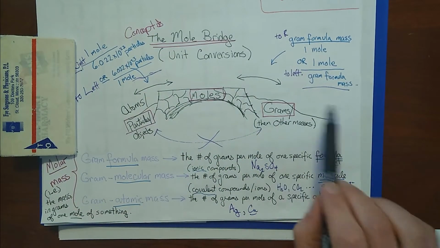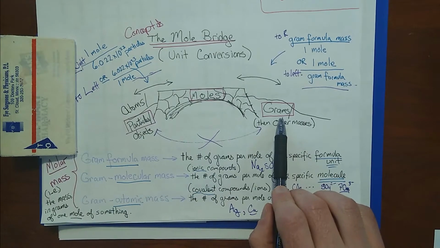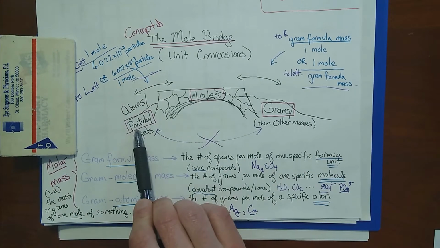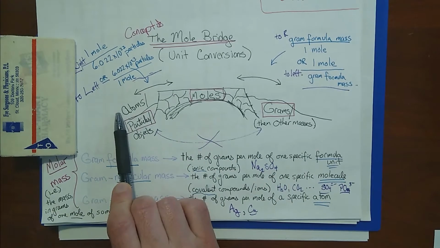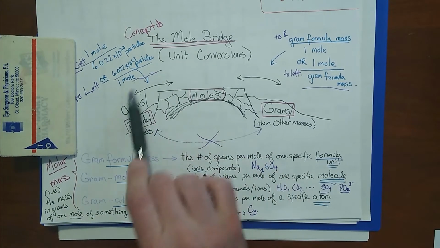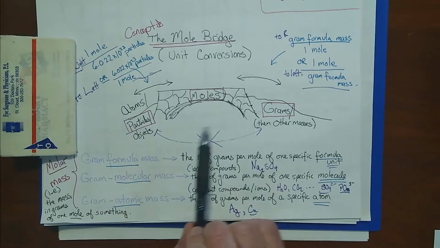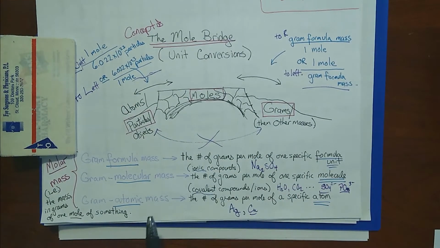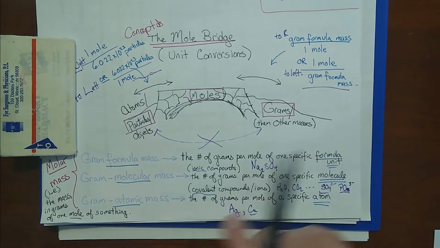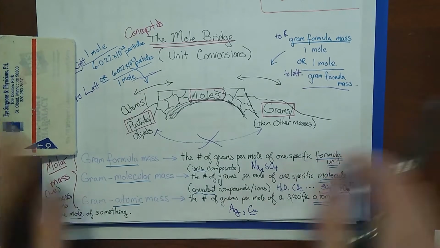So if I'm starting with grams, I'm given grams of something, and I'm asked for a number of particles in the object, then I'm going to need to do two conversions, go onto the bridge through moles and then across. If I'm just asked to find the number of moles, then it's only one conversion from here, and so on. You'll see how this works as we look at each problem.